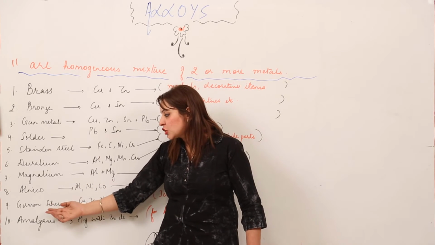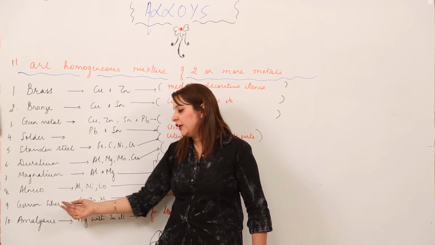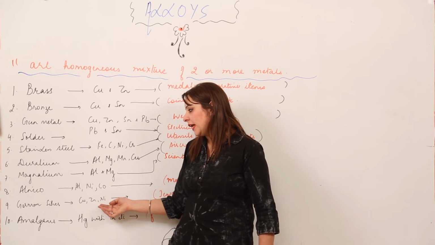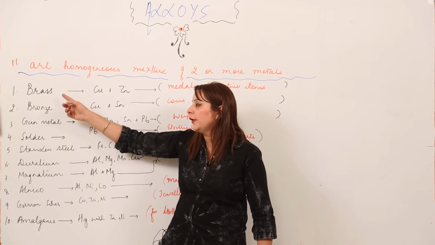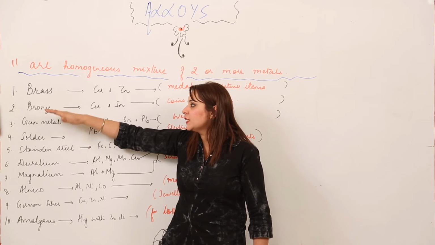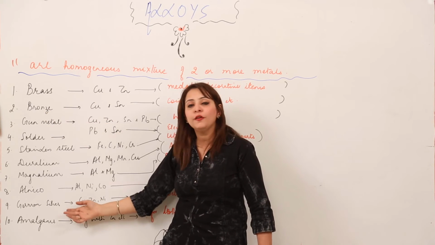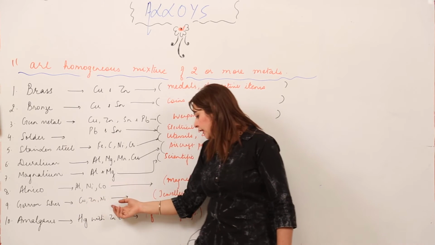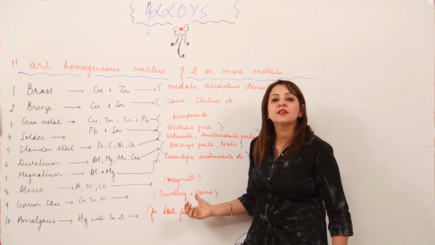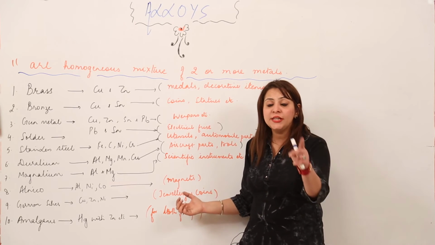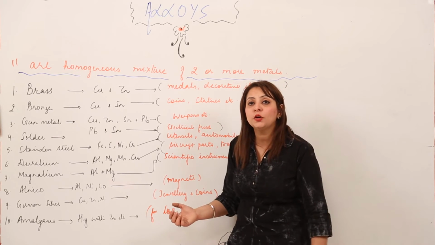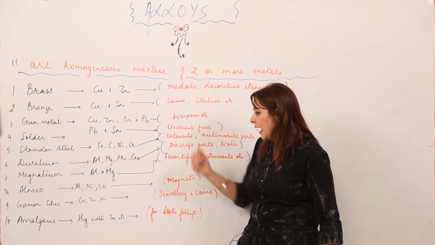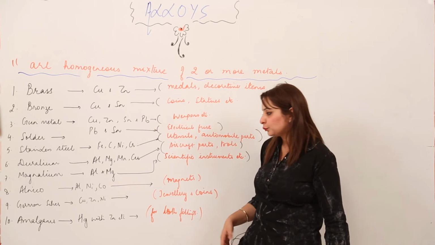The next alloy we have is German silver. German silver is made up of copper, zinc and nickel. Again it is an alloy of copper. As we have alloys of copper, brass, bronze and gunmetal, the fourth alloy of copper is German silver, in which the copper is mixed with zinc and nickel. It is used in making coins and jewelry. So see, two copper alloys are used in making coins. One is bronze and the other is German silver.